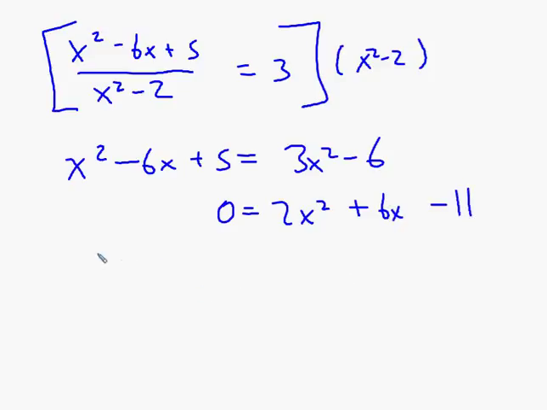So I get 2x squared plus 6x minus 11. That is not factorable, so a is 2, b is 6, and c is negative 11.